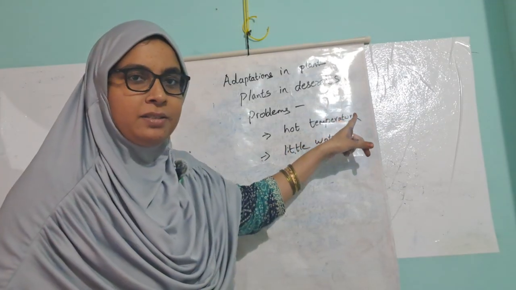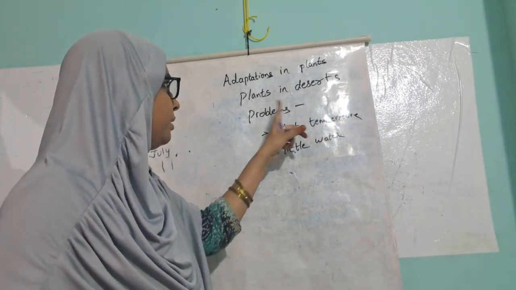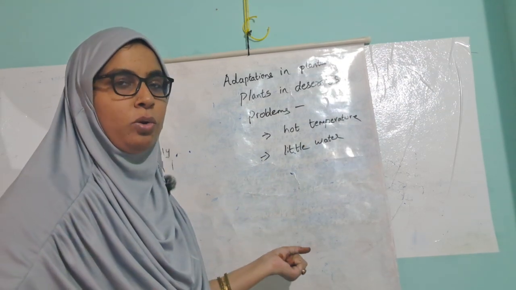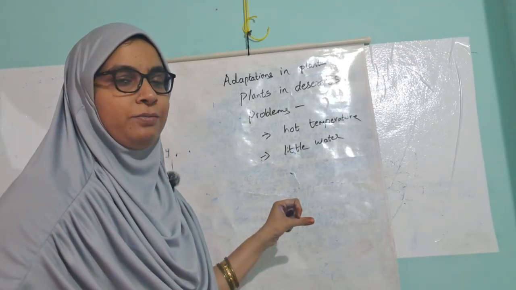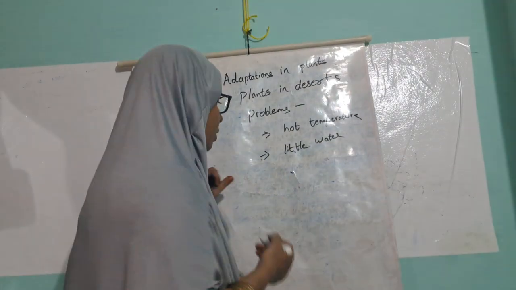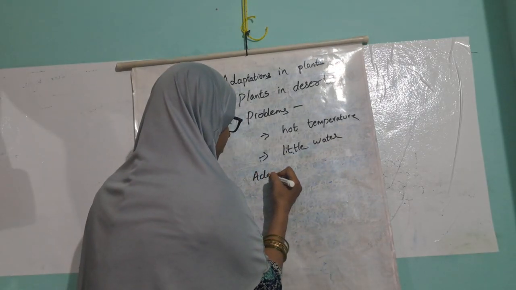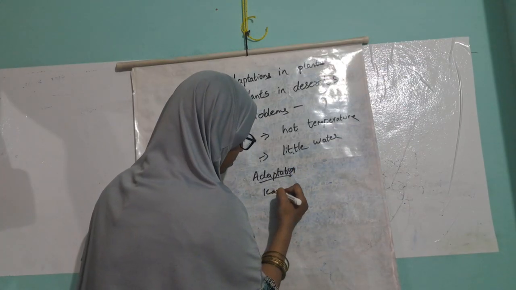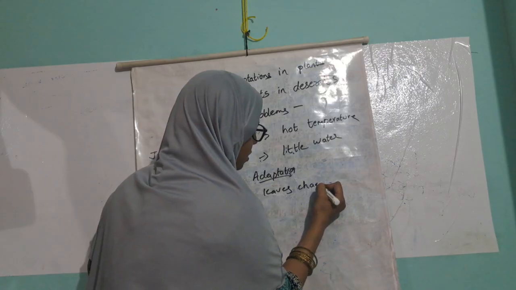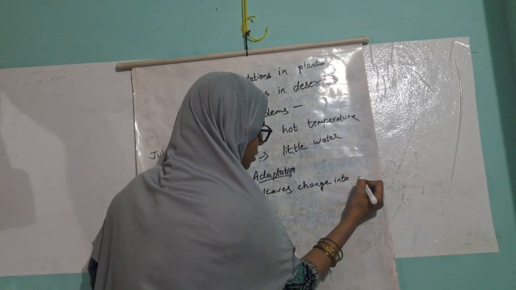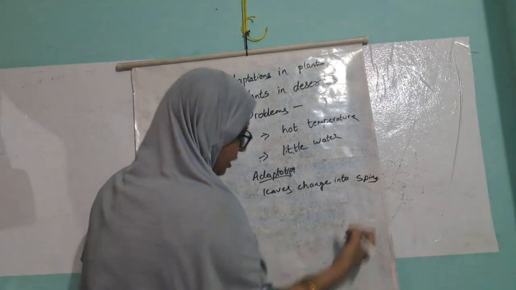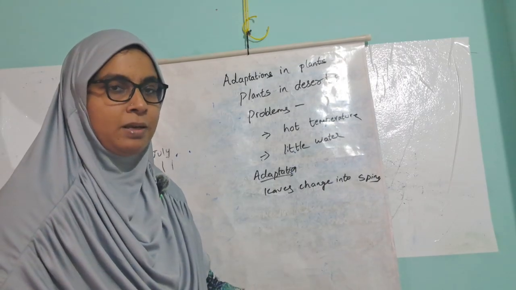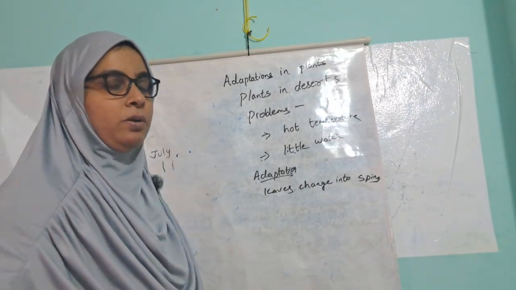So, plants in desert areas. In this habitat, the temperature is very hot and there is very little water for the plants. So, how do they adapt to the environment? Leaves change into spines. Why? Because this reduces water loss.